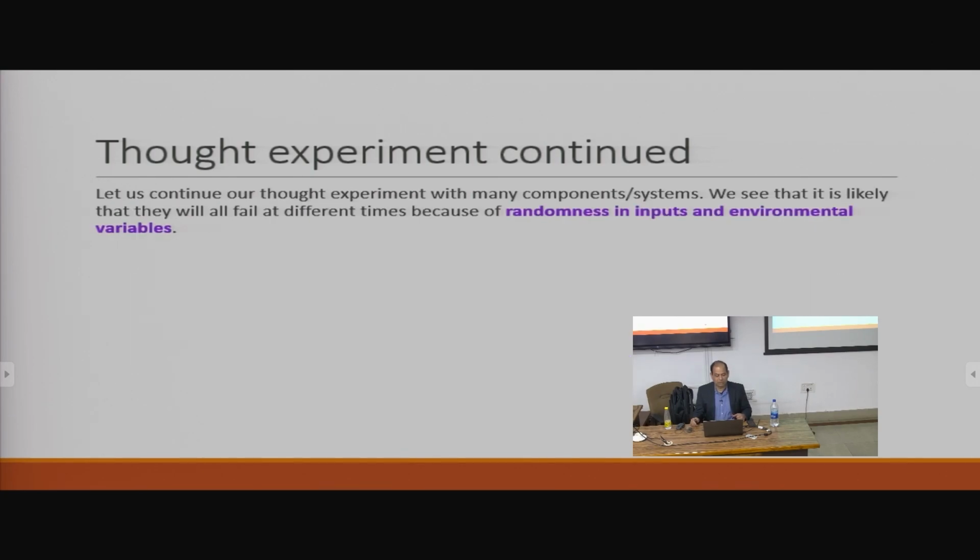So we continue the experiment and think about many components at this time. We already know, and you should know, that it is likely that they will all fail at different times because of randomness in inputs and environmental variables, right? So you can say that a certain car has a transmission issue. Even if it's a known issue, they're not all going to fail at the same number of miles, right? Some may actually last longer, some may fail right away, okay?